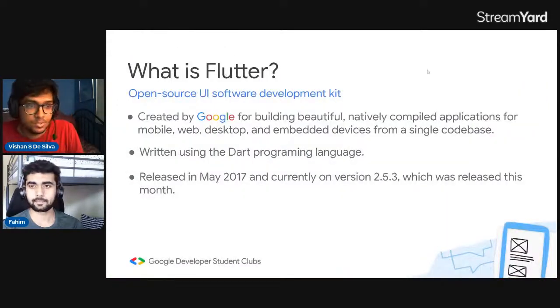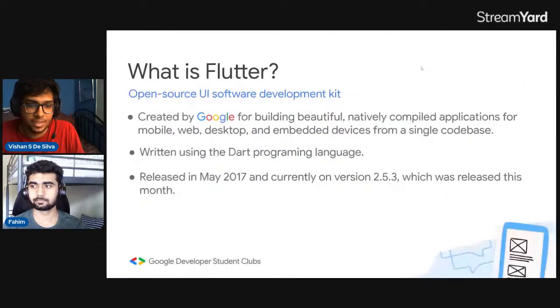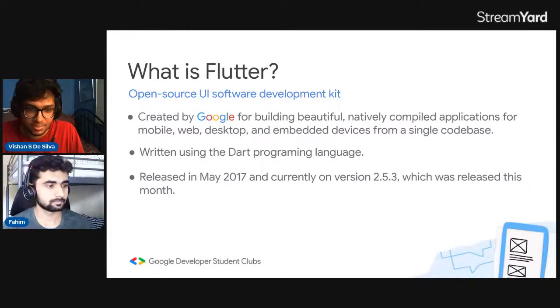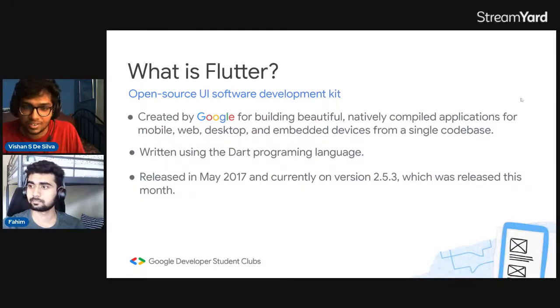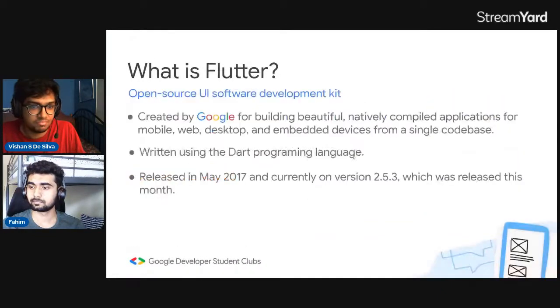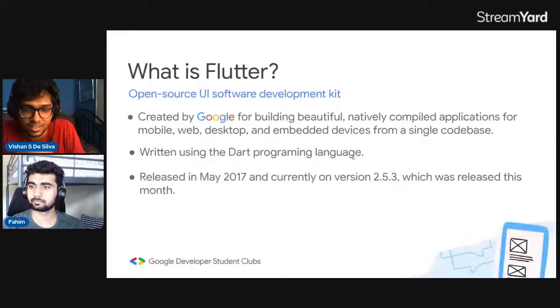So what is Flutter? Flutter is basically an open source UI software development kit. It was created by Google for building natively compiled applications for mobile, web, desktop, all from a single code base. So what that means is you can create a single project that has support for multiple platform-specific specifications.